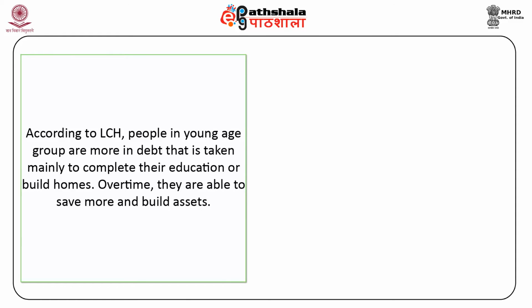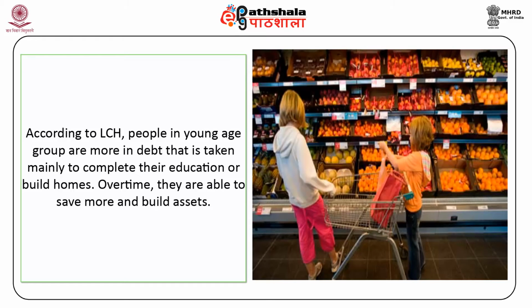According to the life cycle hypothesis, people in the young age group are more in debt, that is, taken mainly to complete their education or to build their homes. Over time, they are able to save more and build assets. In the old age, they dis-save so that by the end of their lifetimes, they have little assets left unless they want to leave a huge bequest.